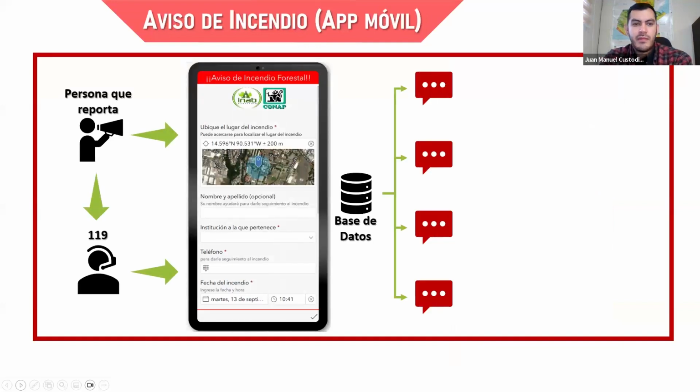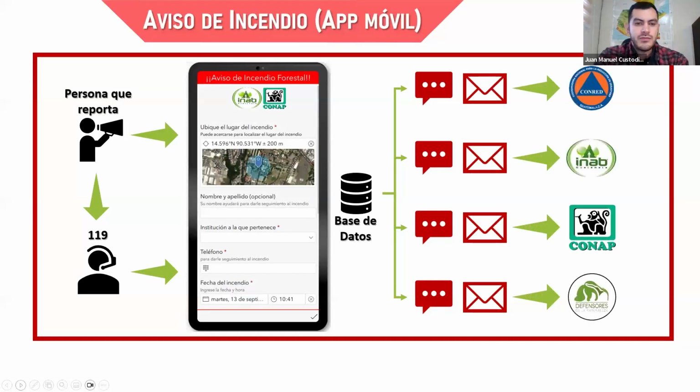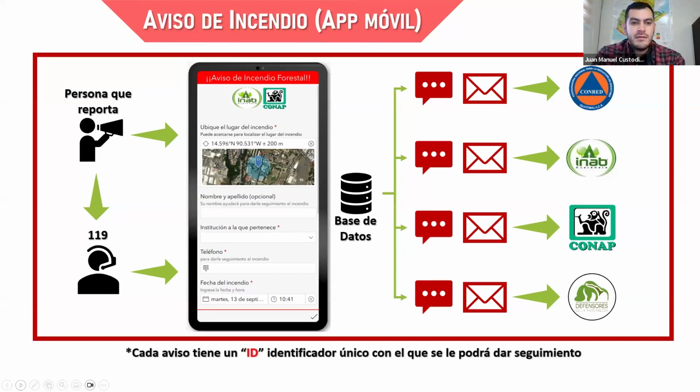The other component, the second component, is the forest fire notification. After the heat point is confirmed as a fire, a digital form is sent through mobile devices to report the forest fire. Automatically, this also notifies the entities that are in charge of fire management, so they can have a faster response. Next, please.